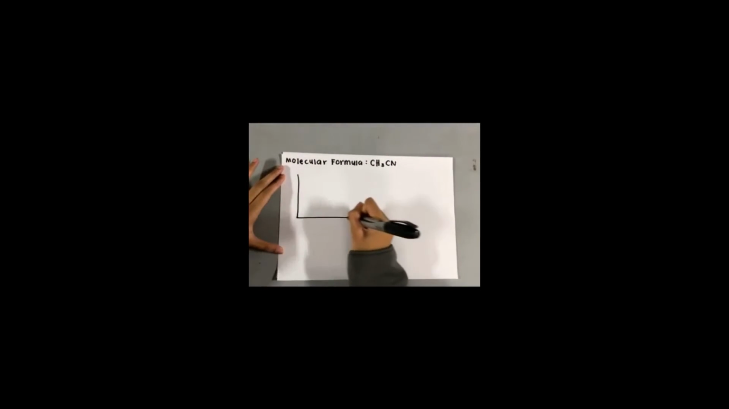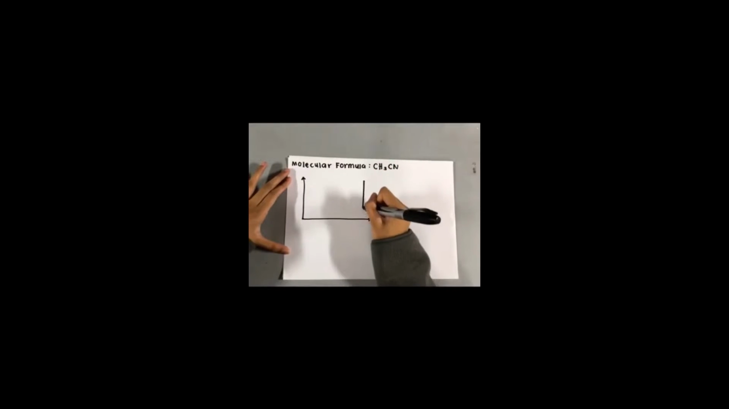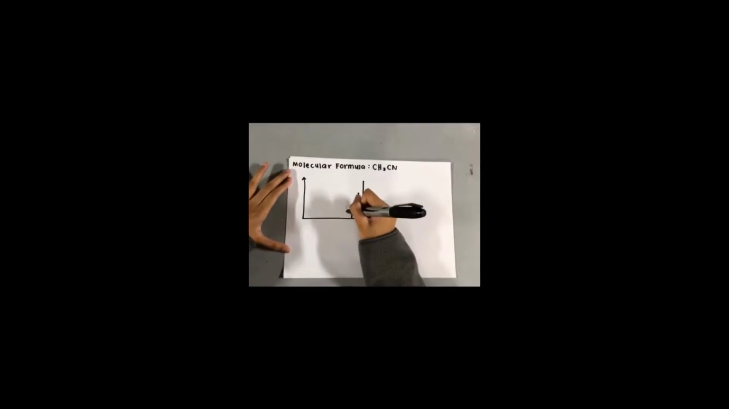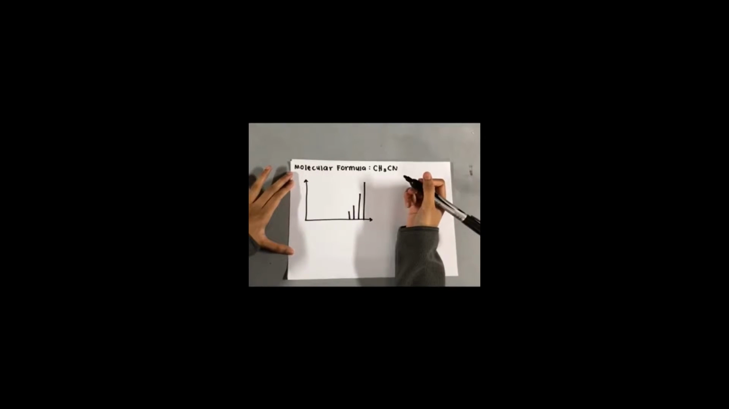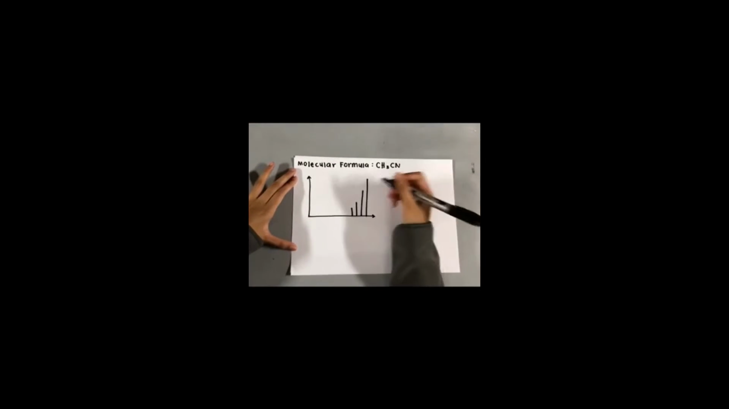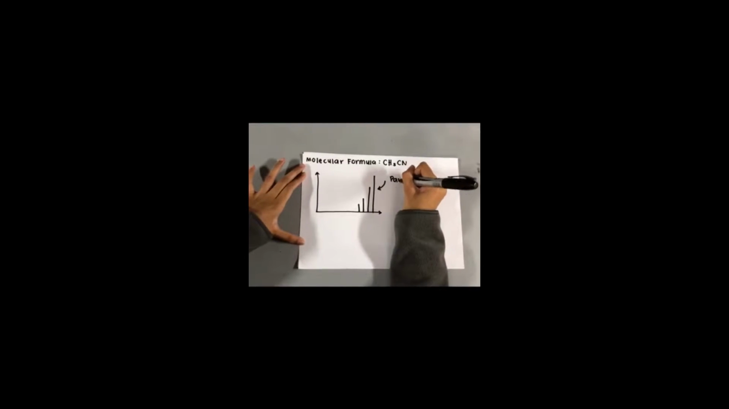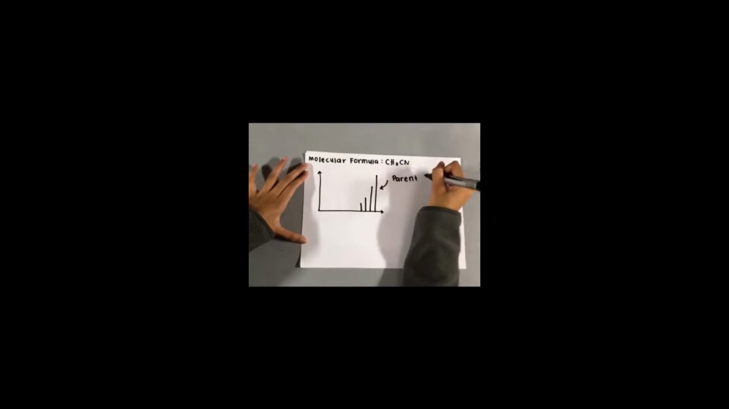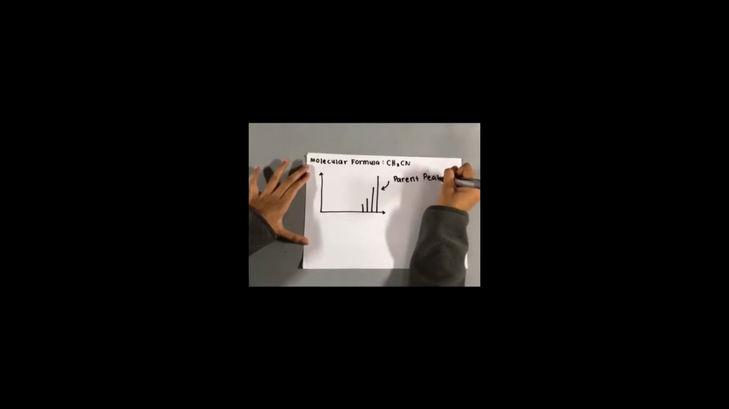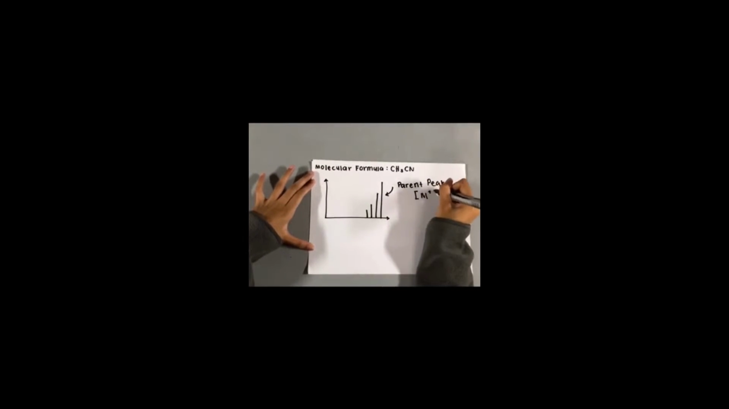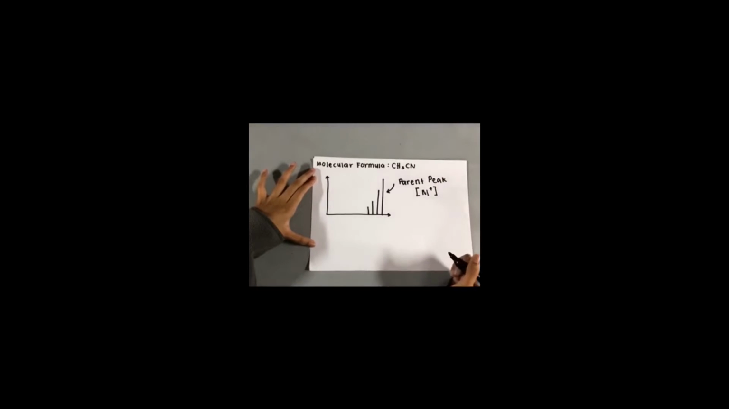So for the interpretation of data, the molecular formula given was CH3CN, and the spectrum shows like this. The M+ peak is referred to as the parent peak, which gives the molecular weight of the compound, and the graph axes are relative intensity versus mass to charge ratio.